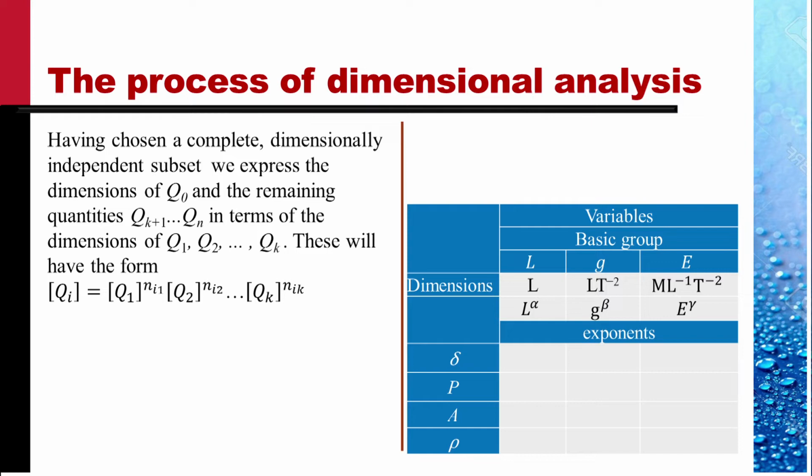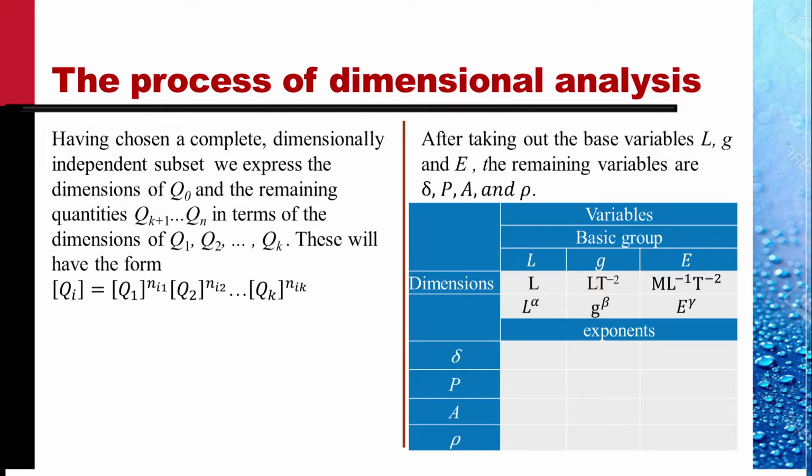Now, having chosen a complete dimensionally independent subset, we express the dimension of Q naught and the remaining quantities Qk plus 1 to Qn in terms of the dimension of Q1, Q2, Qk. Thus, they will have the form Qi equal to Q1 raised to power ni1, Q2 raised to power ni2, and similarly Qk raised to power nik. So in our example, delta would have a dimension of L raised to power alpha, G raised to power beta, and E raised to power gamma.